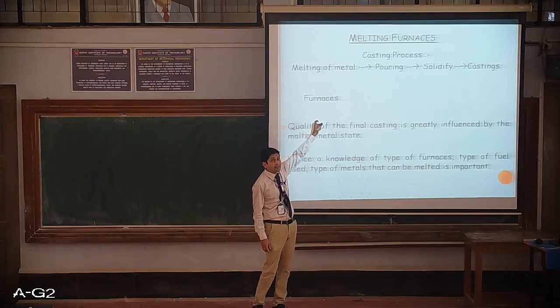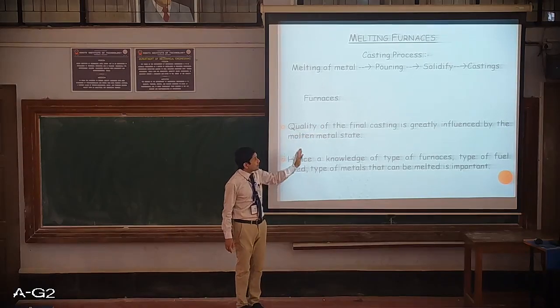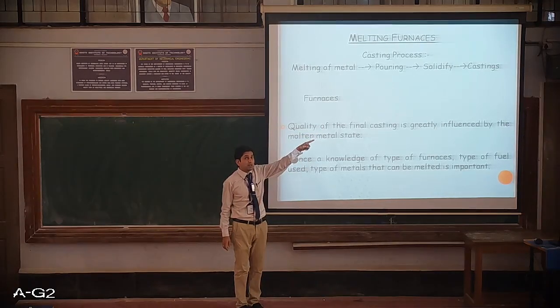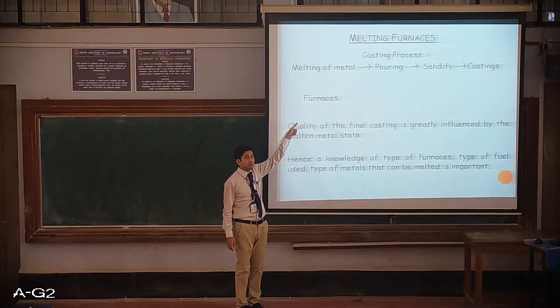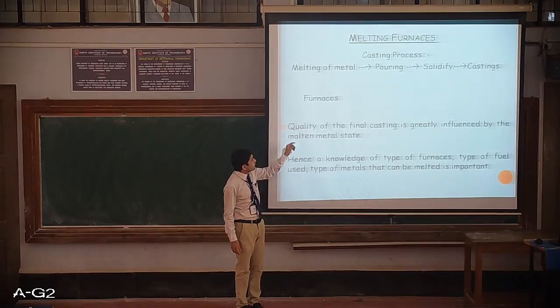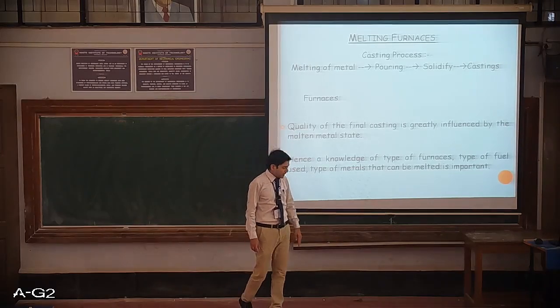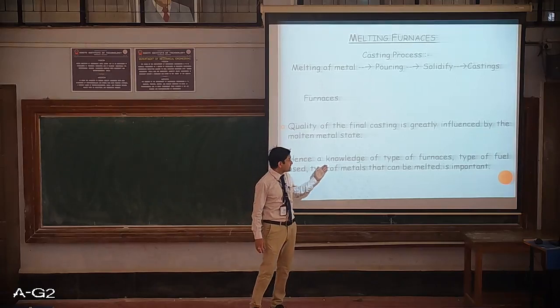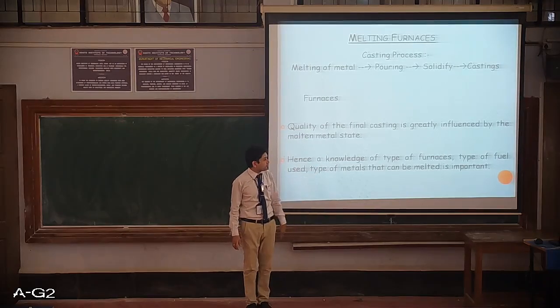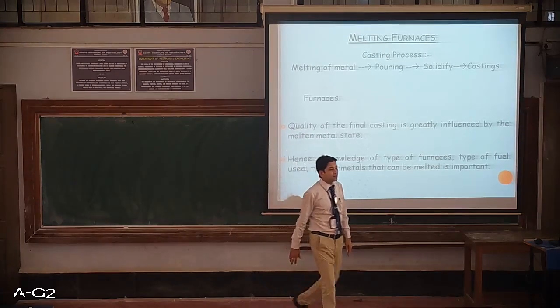Melting of the metal is done in the furnaces. The quality of the final casting you obtain depends upon the state in which you have melted the metal. That's why melting is very important, and that is done in the furnace. Hence we should have knowledge of the different types of furnaces, the type of fuel used, and the type of metals that can be melted in the different types of furnace.